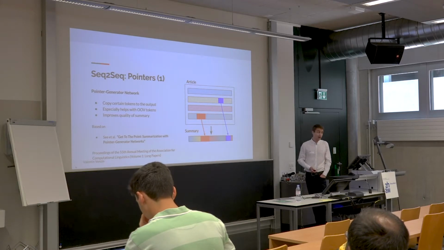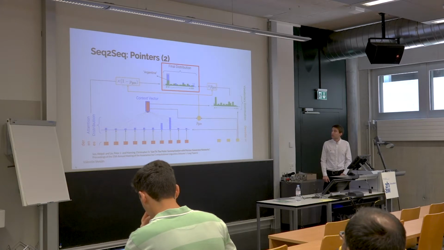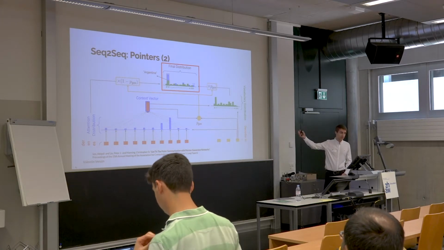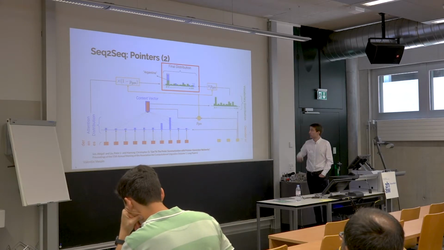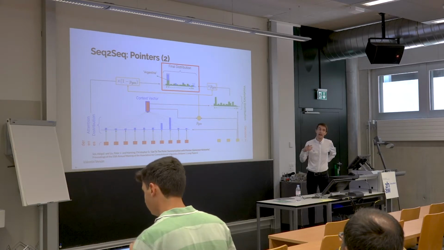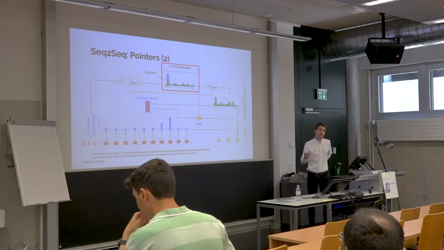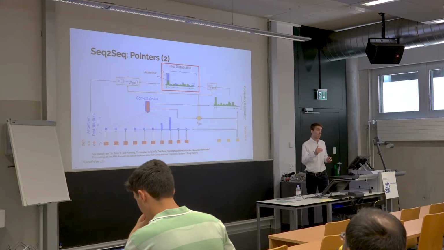Okay, let's see how these pointers work. And they work as follows. So this is the same as we've just seen before. The green distribution is the vocabulary distribution over all the words of the vocabulary. But now we add the attention distribution. So the attention distribution are the blue bars over there. It's the distribution that says where to look inside the article.